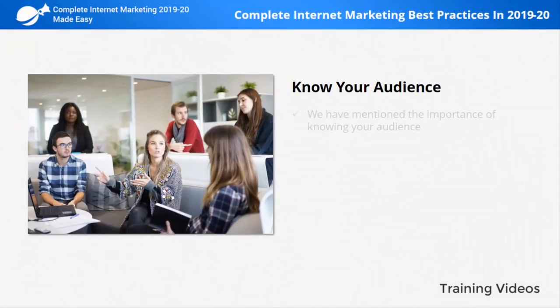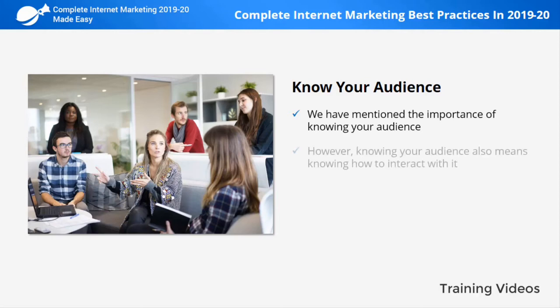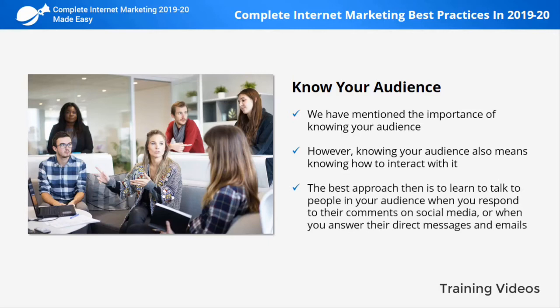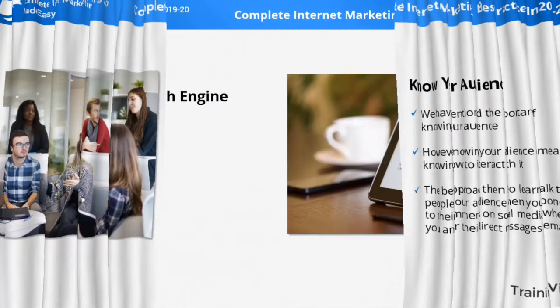Know your audience. We have mentioned the importance of knowing your audience. You have a better chance of reaching the right type of customer if you know what type of people are more likely to buy from you. However, knowing your audience also means knowing how to interact with it. If you don't know how to engage people in your audience with a conversation, or what kind of topics they're sensitive to, you run the risk of being perceived as out of touch. The best approach, then, is to learn to talk to people in your audience when you respond to their comments on social media, or when you answer their direct messages and emails.